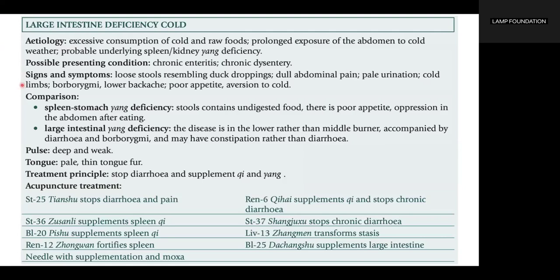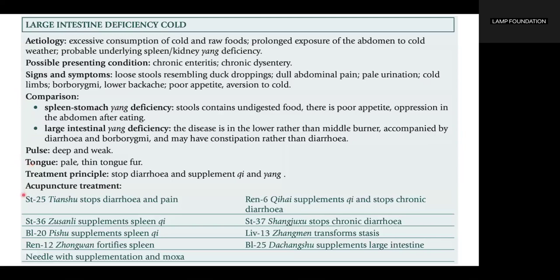Now let's make a comparison between spleen stomach yang deficiency and large intestinal yang deficiency. In spleen stomach yang deficiency, the stools contain undigested food. There is poor appetite, oppression in the abdomen after eating. In large intestinal yang deficiency, the disease is in the lower rather than the middle burner, accompanied by diarrhea and borborygmi, and may have constipation rather than diarrhea. Pulse, deep and weak. Tongue is pale, thin tongue coating. Treatment principle: stop diarrhea and supplement qi and yang.